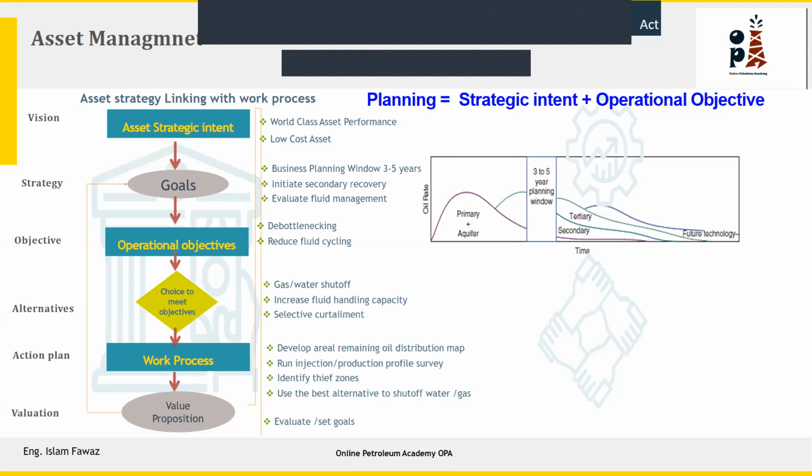The strategic intent here is the goal, the tune for the goal. We are targeting our goals based on the concession end or based on the 3 to 5 year business plan window, and evaluate fluid management. The driver's goals are based on the concession end or business window.